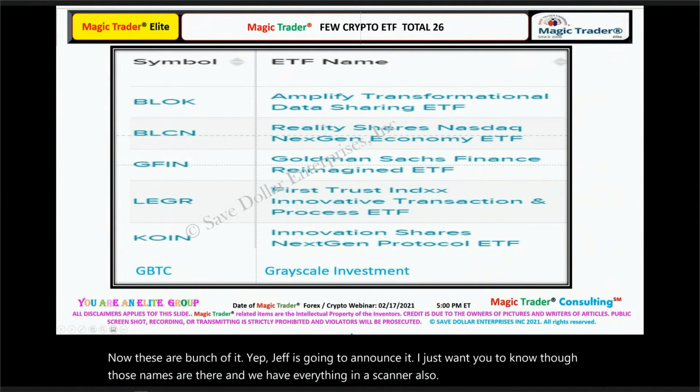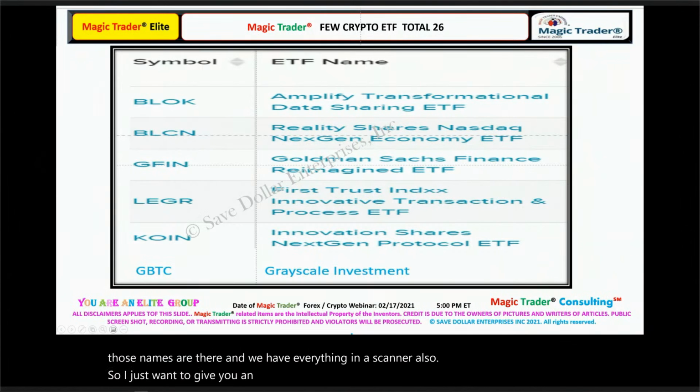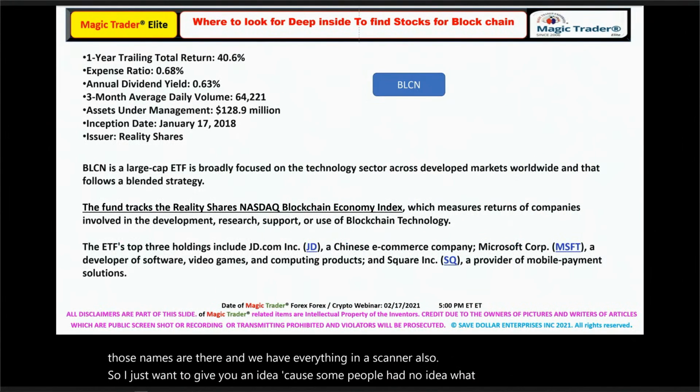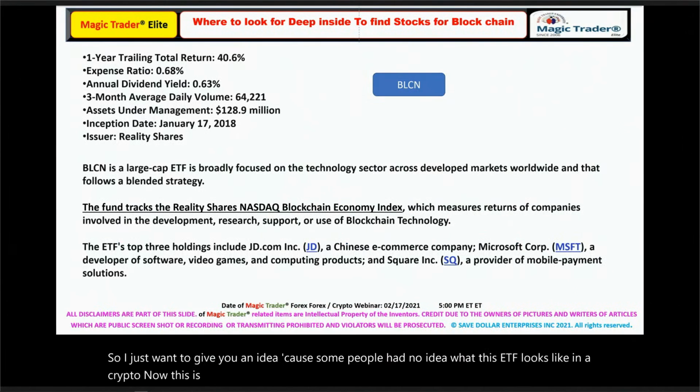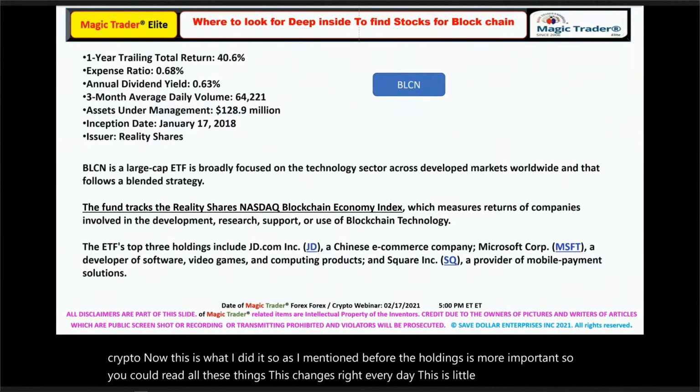So I just want to give you an idea, because some people have no idea what ETFs look like in crypto. Now, this is what I did. As I mentioned before, the holdings are more important. So you can read all these things. This changes every day, right? This is a little bit older, a few months older, right?